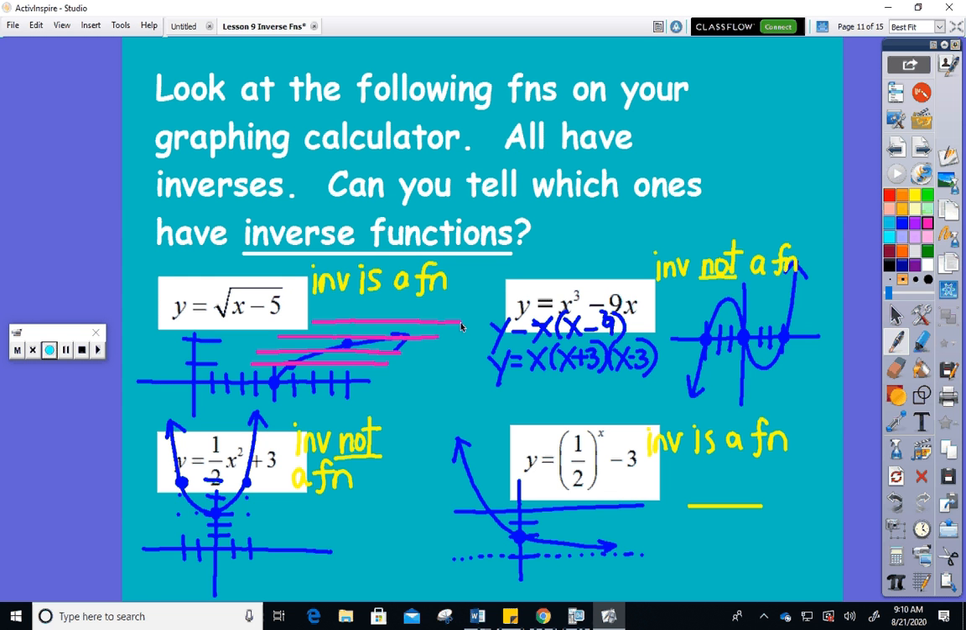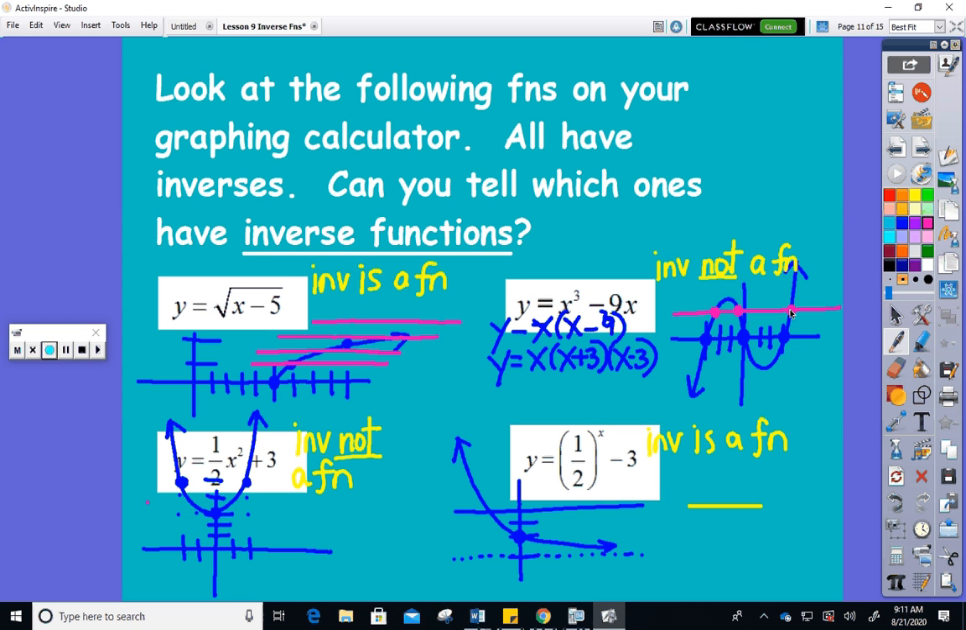So y equals the square root of x minus 5 passes the horizontal line test, which tells me that its inverse will pass the vertical line test. Now, on y equals x cubed minus 9x, look, there's tons of places that I could draw a horizontal line here, and my blue function fails the horizontal line test because my function is touching this horizontal line more than once. So if my original function fails the horizontal line test, its inverse will fail the vertical line test. So its inverse is not a function.